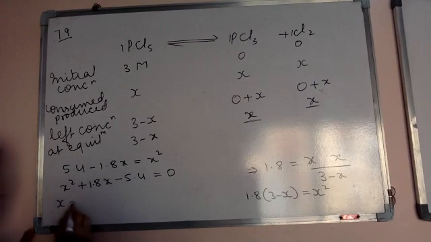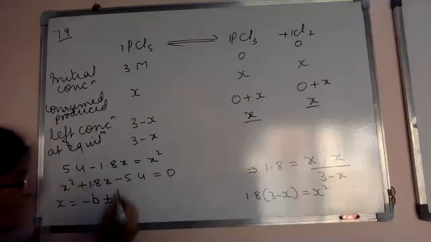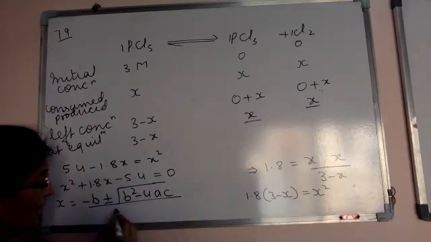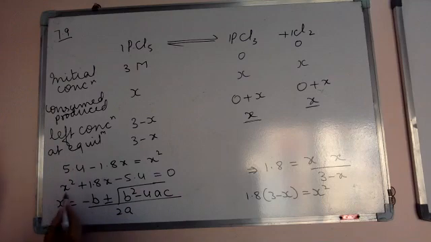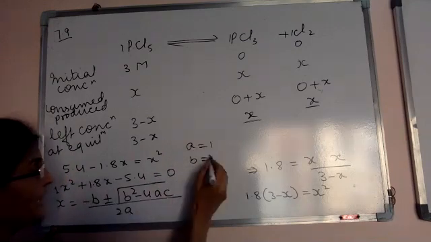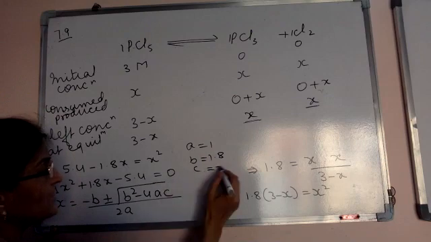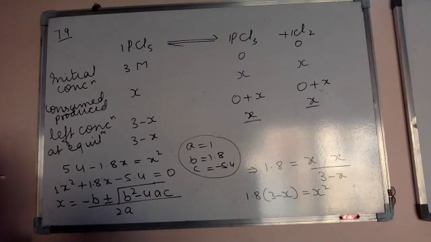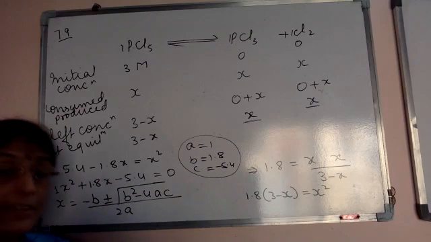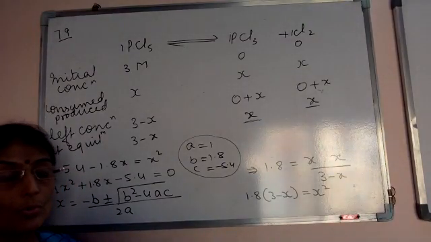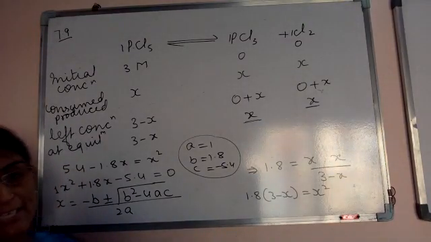Then there was a formula, if you remember: minus b plus or minus square root of b square minus 4ac, the discriminant, upon 2a. What are the values of this? a is 1. What is b? 1.8. And what is c? Minus 5.4. Put these values in this formula. You can calculate x. Always when we solve a quadratic equation, there are two values of x. So one value will be 1.59.